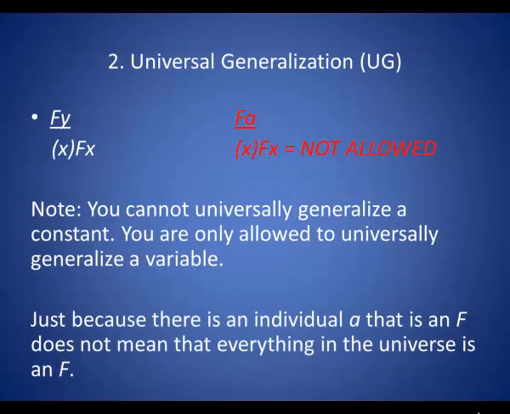And there's a reason for this. Think about it. Just because there's an individual a that is an f, which is what's said on the right side at the top, there's an a that's an f, does not mean that everything in the universe is an f. So we're not allowed to generalize from a constant to a variable.